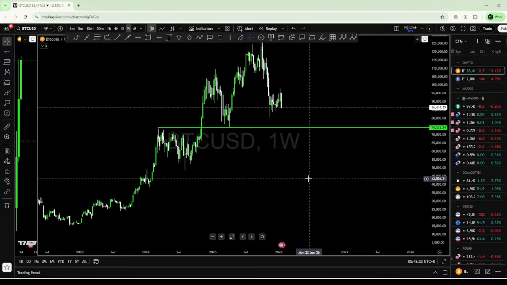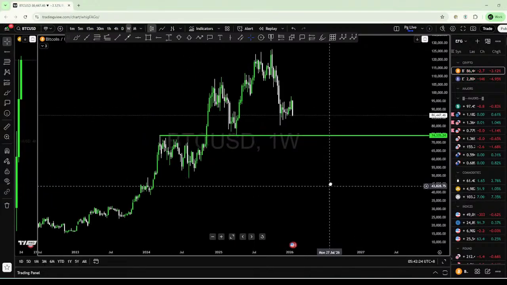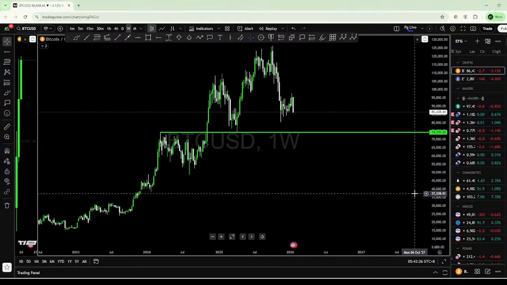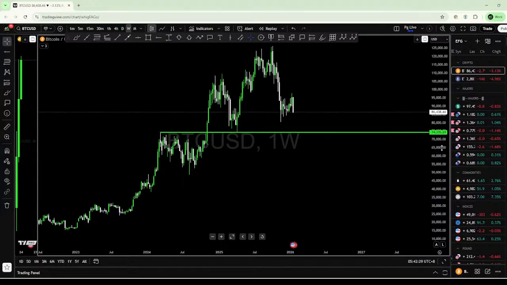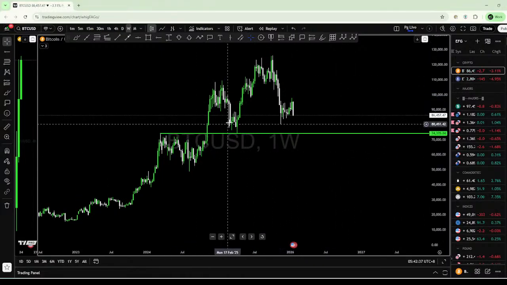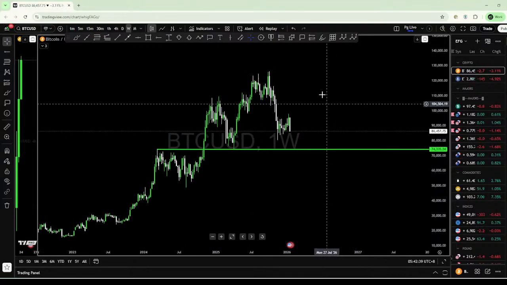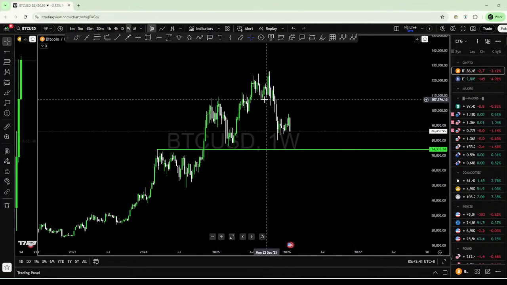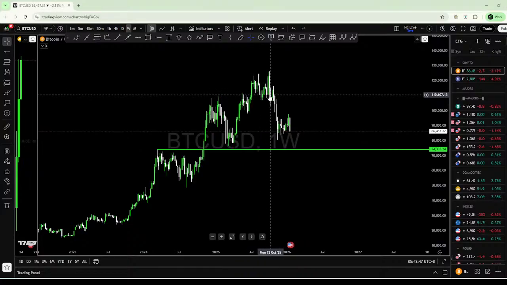So these are support levels. Okay, for me 75k is going to be the key support level right now. Okay, the investors, somebody still holds, right? They still hold the BTC. Somebody bought BTC here but still holds, at 100k, somewhere around here.